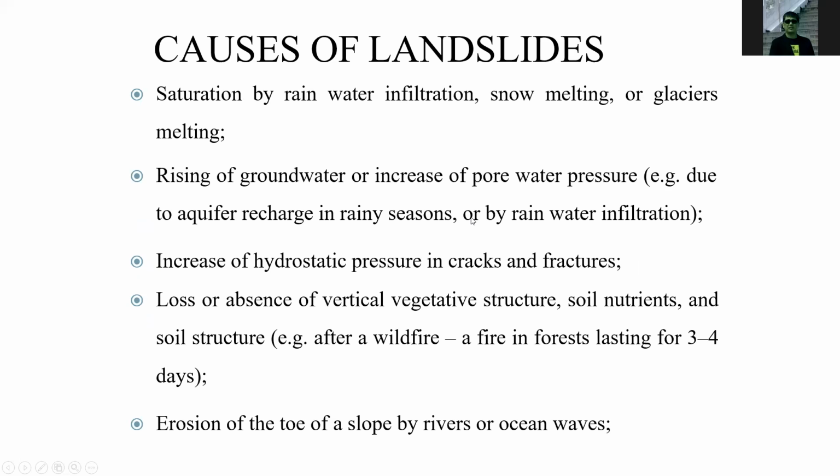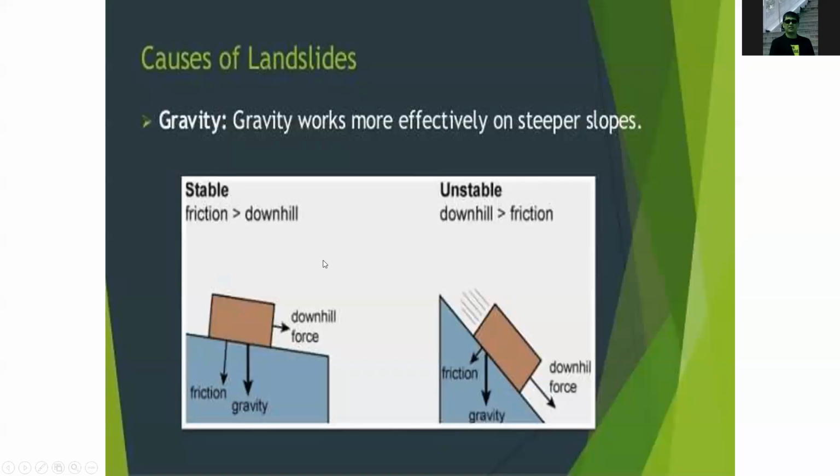The causes of landslides are water or rain, snow, glaciers melting, rising of groundwater, increase of hydrostatic pressures on cracks and fractures, absence of vegetative structures like soil nutrients or trees after a wildfire or forest fire, erosion of the toe of a slope by rivers or ocean waves. So these are causes of landslide.